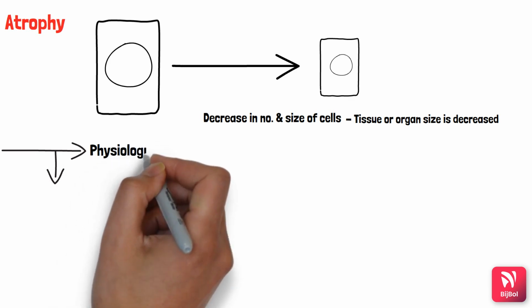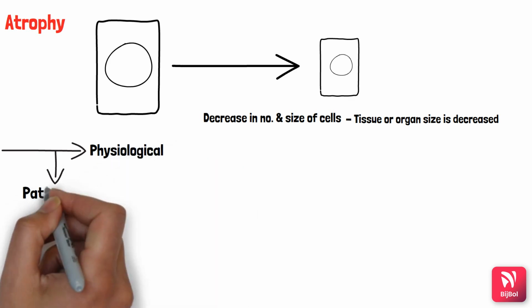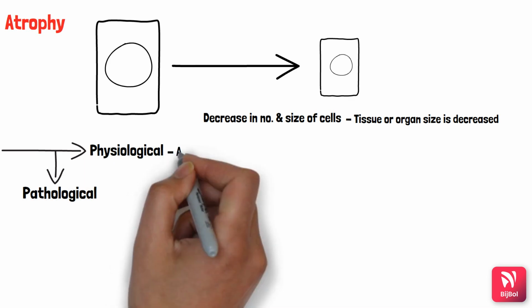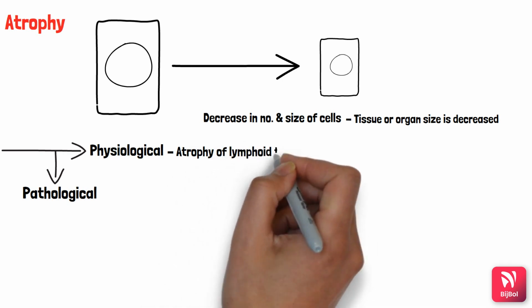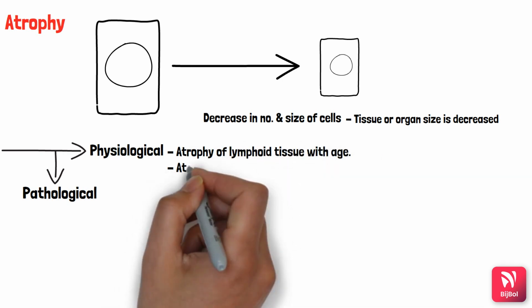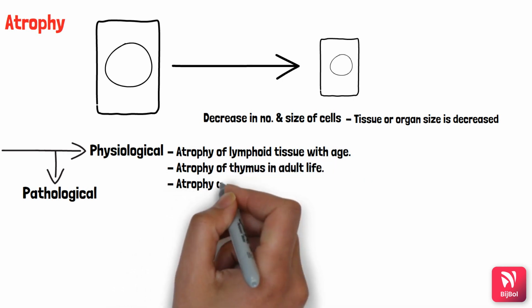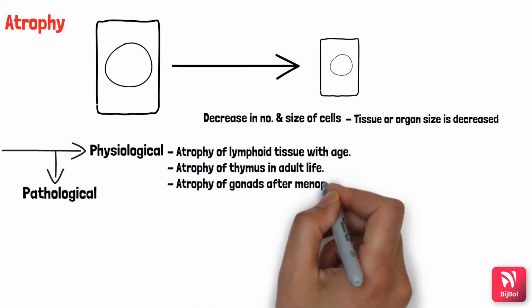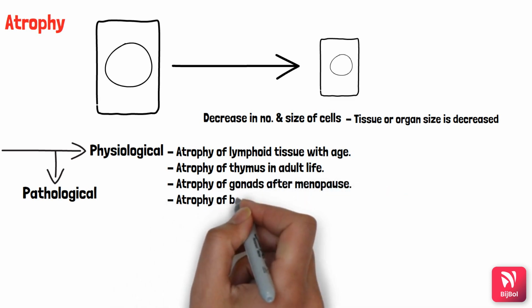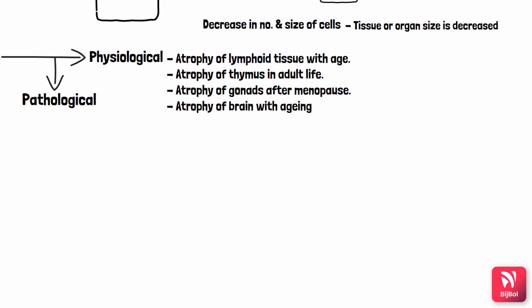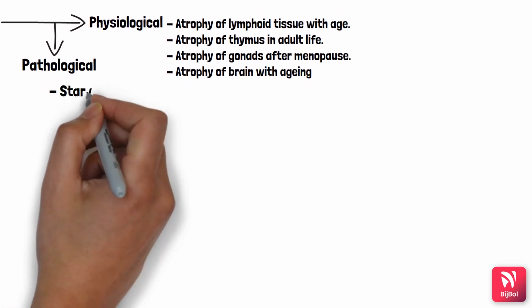And atrophy has both physiological causes and pathological causes, wherein physiological atrophy is seen in cases of aging, or it can be because of some loss of endocrine stimulation. So atrophy is seen in the case of lymphoid tissue. With age, lymphoid tissue will undergo atrophy, and even the thymus in adult life can undergo atrophy. And after menopause, there will be atrophy of the gonads. And with aging, there will be atrophy of the brain. That is why we start to lose our memory. Okay, so these are all physiological causes of atrophy.